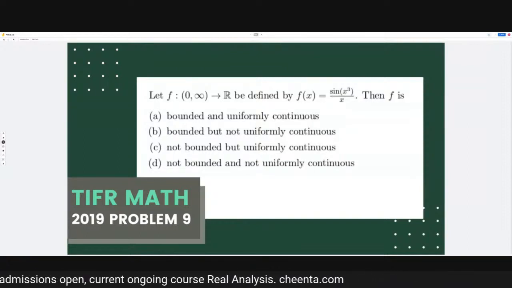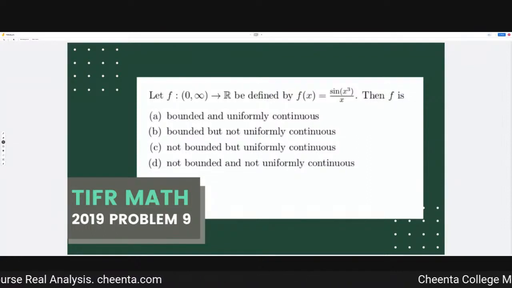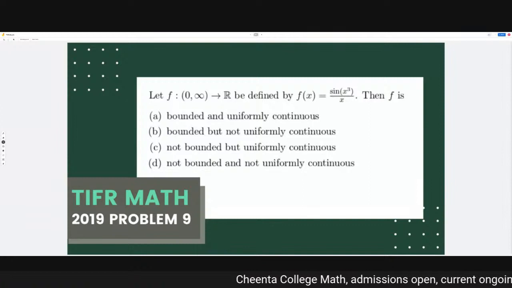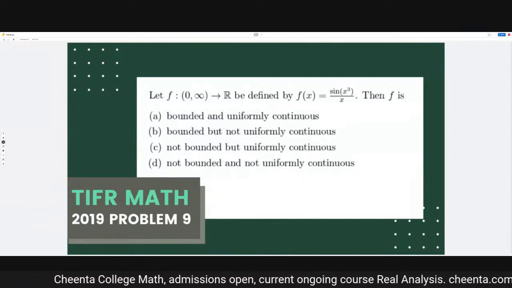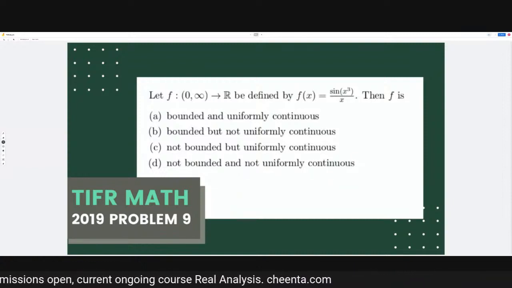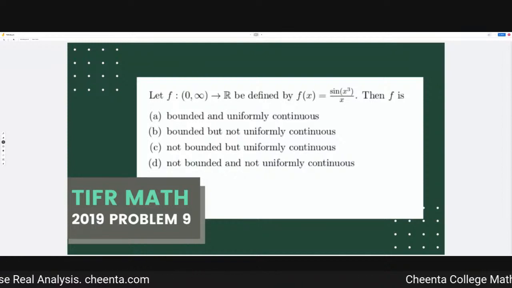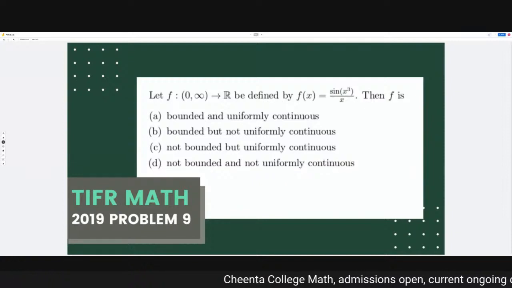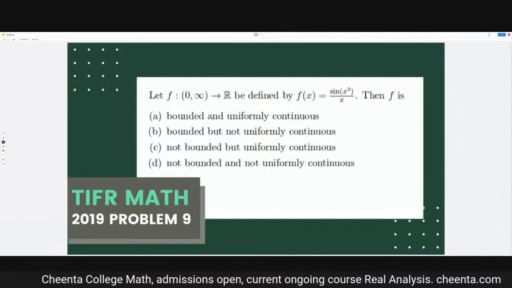So as you can see, the question is pretty straightforward. A function is given, and you are asked to find out whether it is bounded, uniformly continuous, not bounded but uniformly continuous, stuff like that. So the first function is sine of x cubed by x, defined from 0 comma infinity to R.